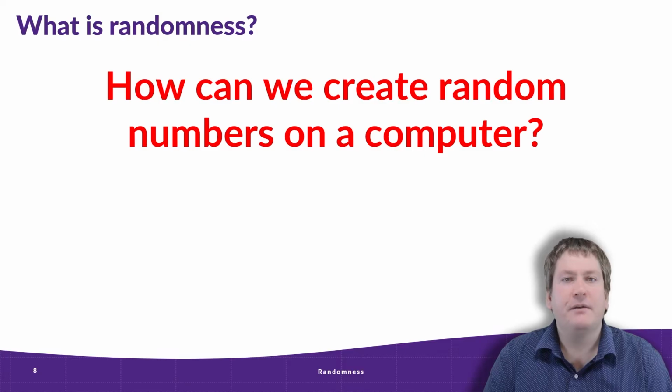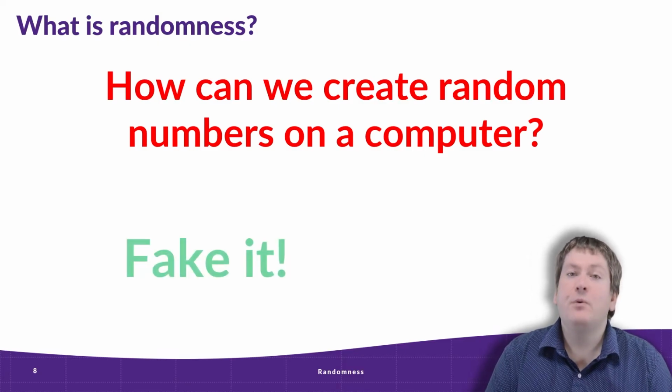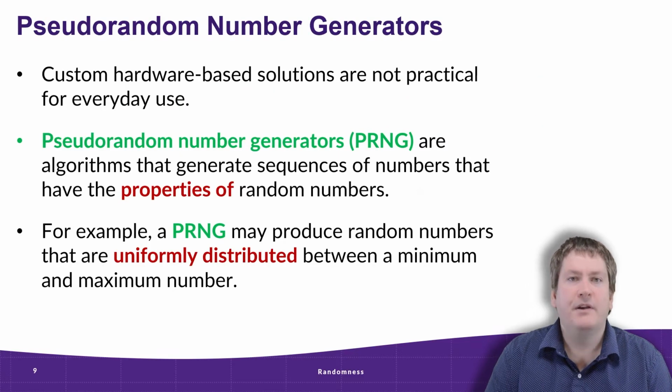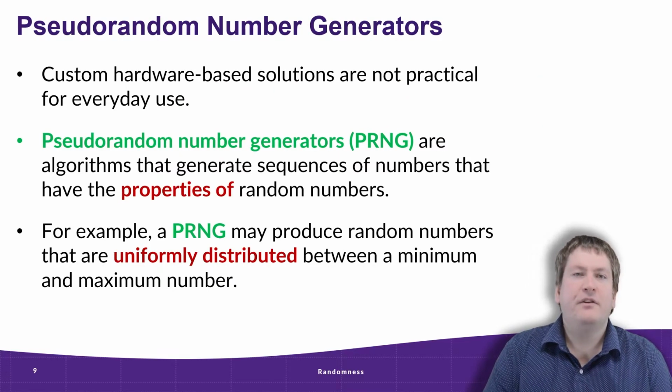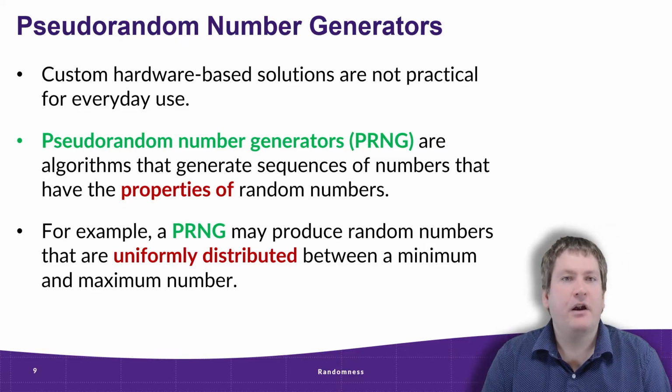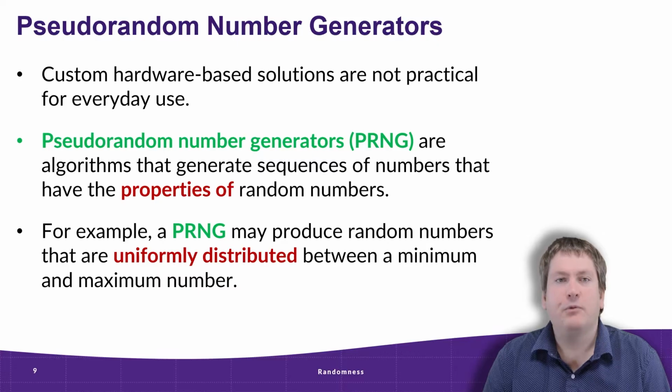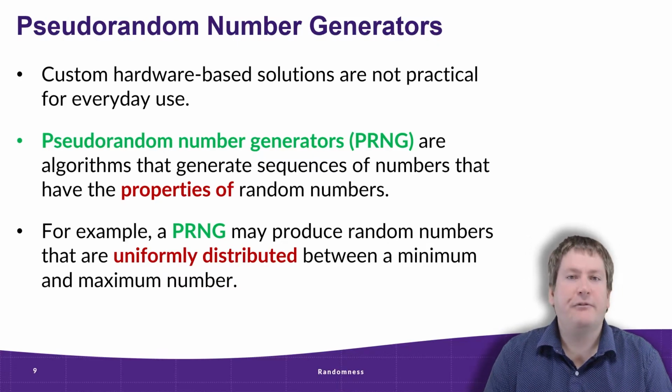So how do we get those random numbers without specialized hardware? And the answer is we fake it. And the way we fake it is with a pseudo-random number generator. These custom hardware-based solutions aren't practical. So in most cases, when security doesn't matter, like we're not generating something to be used in encryption, pseudo-random number generators, or PRNGs, are used.